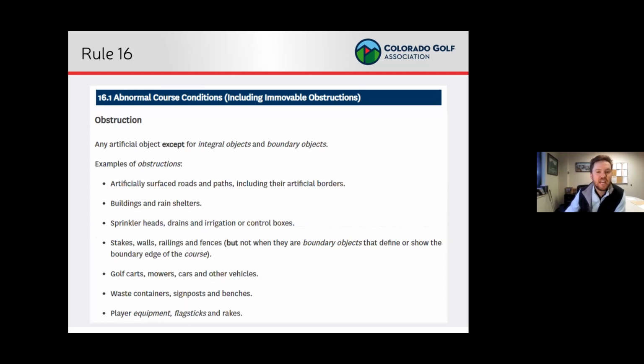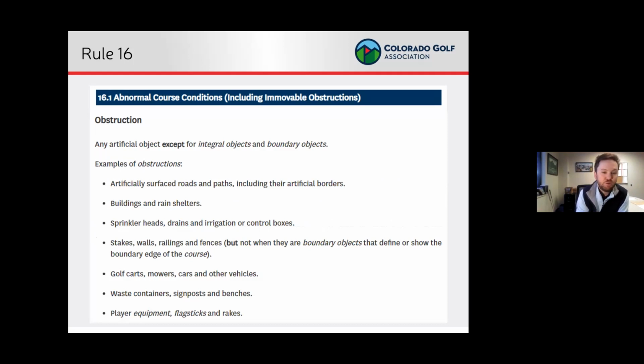And here's just an example of some obstructions. Again, any artificial object except for the integral object or boundary object. And here are some examples. The first 4 are immovable, last 3 are movable. So examples: artificially surfaced roads or paths. Those fit immovable because you can't easily move an artificially surfaced road or path, or their borders.